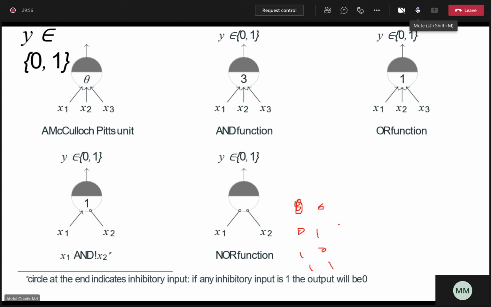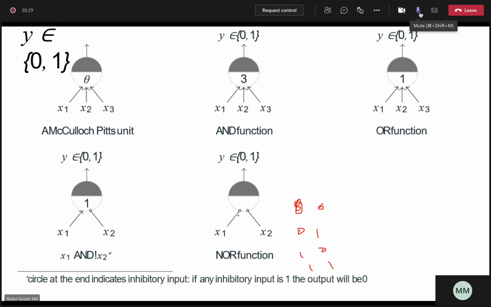Yes, what will be the threshold over here? X2 is the inhibitory value. No, see here, both are inhibitory now. X1 is also inhibitory, X2 is also inhibitory. The small circle represents the inhibitory value. Now, what will be the value of this threshold if I want to set theta? Sir, it won't fire now. Exactly. So, what will be the value?